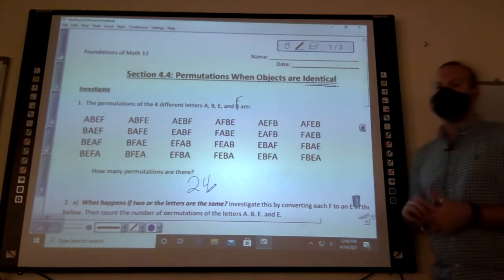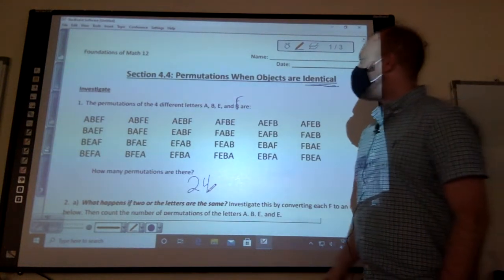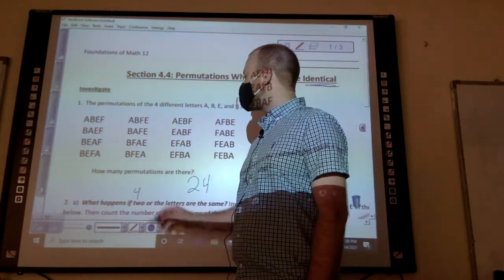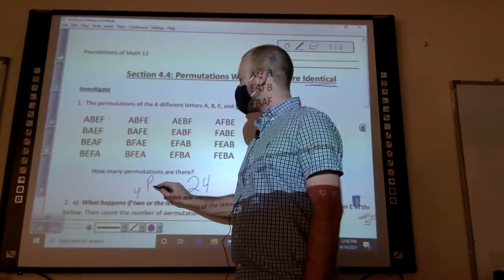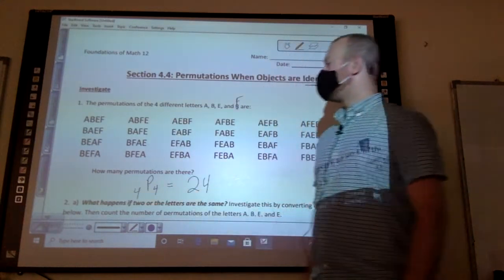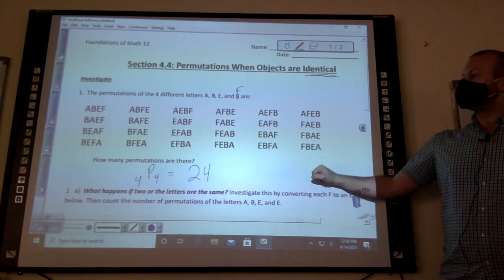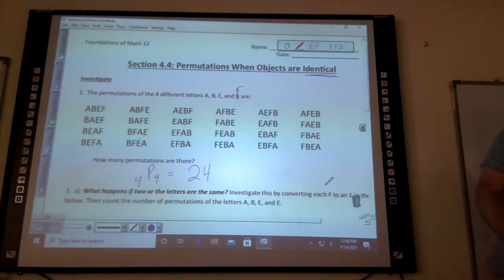Right, not too bad. If I wanted to do this using the method I've shown before, I've got 4 options and I want to choose all 4. So 4P4 will give me the total number. That's pretty straightforward, and that's what we've seen before. Now we want to try this where we make some of the letters the same.